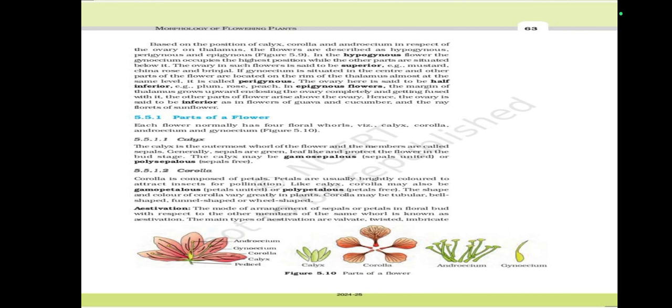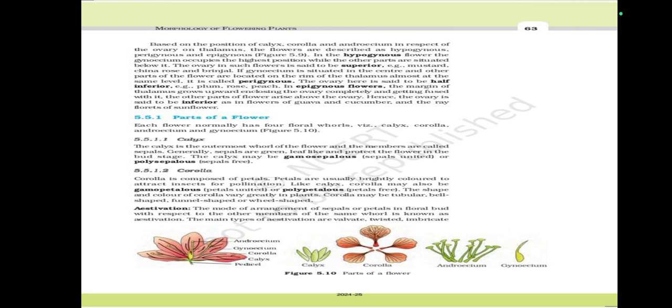Parts of a flower. Each flower normally has four floral whorls, namely calyx, corolla, androecium, and gynoecium. Calyx. The calyx is the outermost whorl of the flower, and its members are called sepals. Generally, sepals are green, leaf-like, and protect the flower in the bud stage. The calyx may be gamosepalous (sepals united) or polysepalous (sepals free).